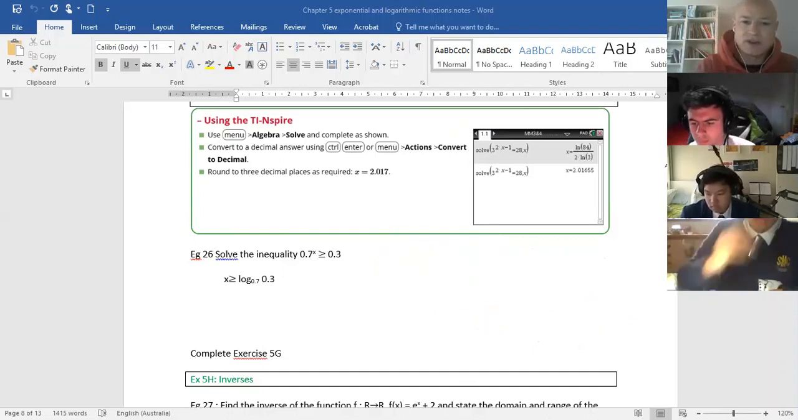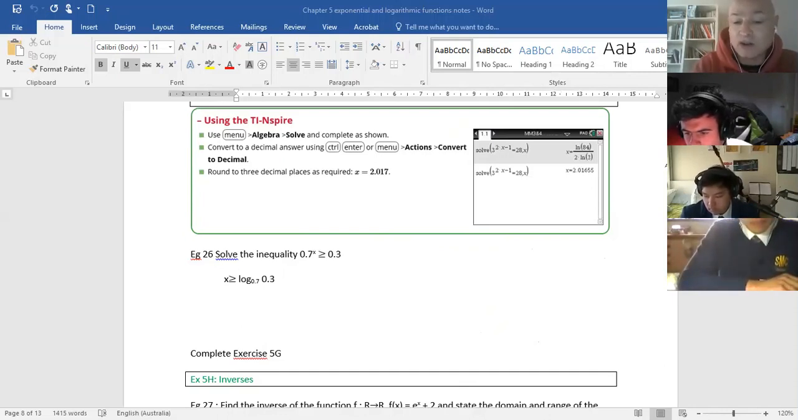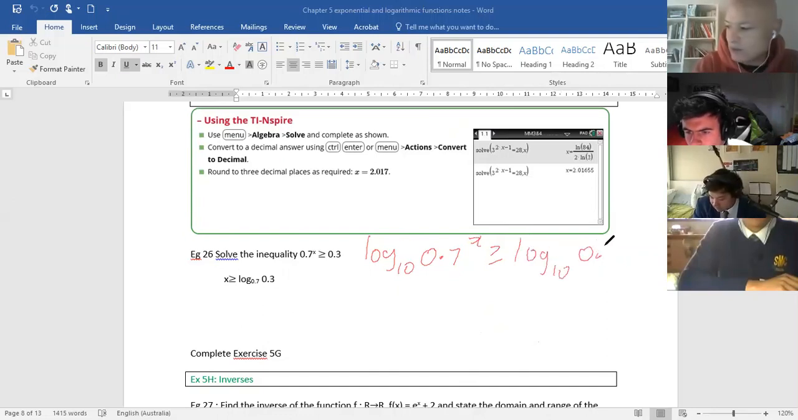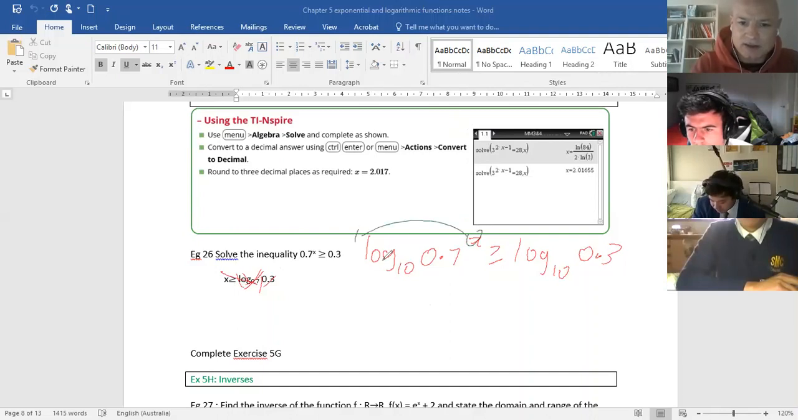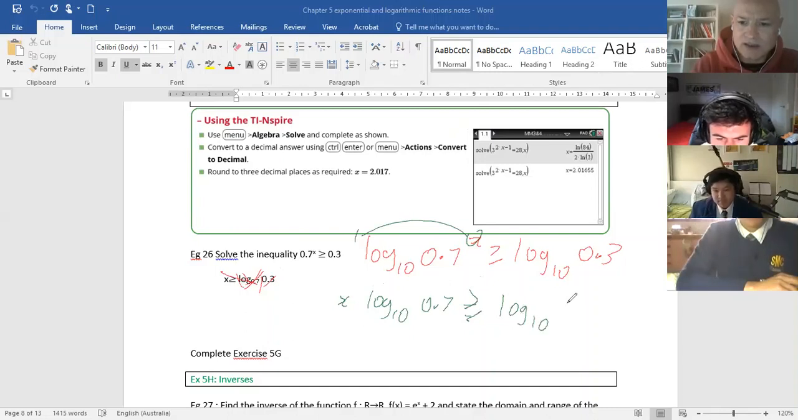Okay, I'm going to take log 10s because our calculator is log base 10. So I'm going to do it as log base 10 of 0.7 to the power of x is greater than or equal to log base 10 of 0.3. And this might be better, that might be wrong actually, when I come to think about it. So the x now comes at the front. So this power comes at the front. So I've got x log base 10 of 0.7 is greater than or equal to log base 10 of 0.3.